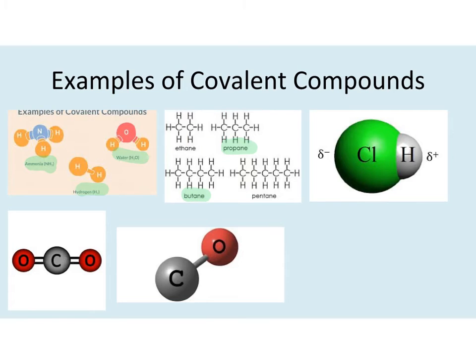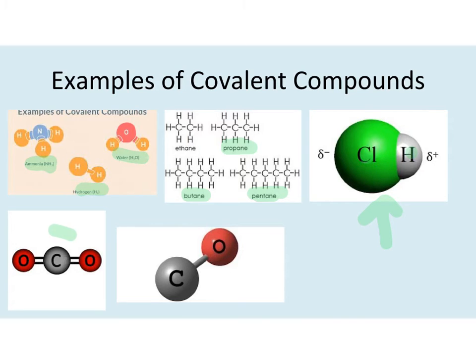Butane, if you've ever used a lighter before, that's what's inside a lighter. It's just 4 carbons and a whole bunch of hydrogens. Pentane, probably not very familiar with. You might be familiar with octane, which is just a few more carbons in this, and that's what's in gasoline. Here we have hydrochloric acid, okay, another covalent compound. So the hydrogen and chlorine, both nonmetals.